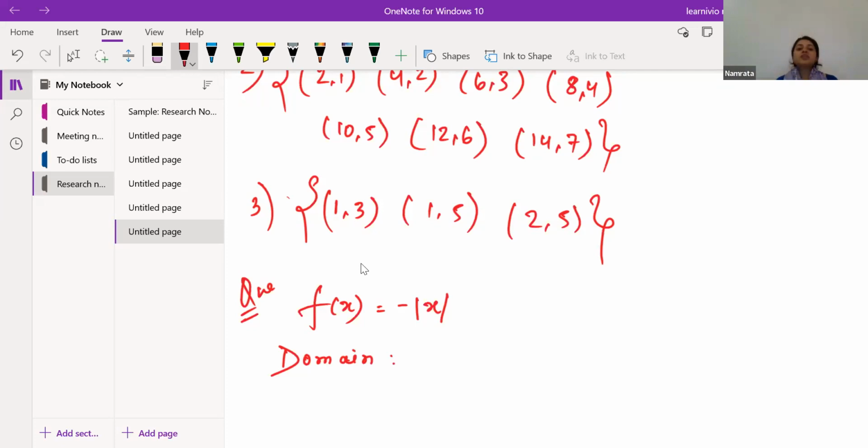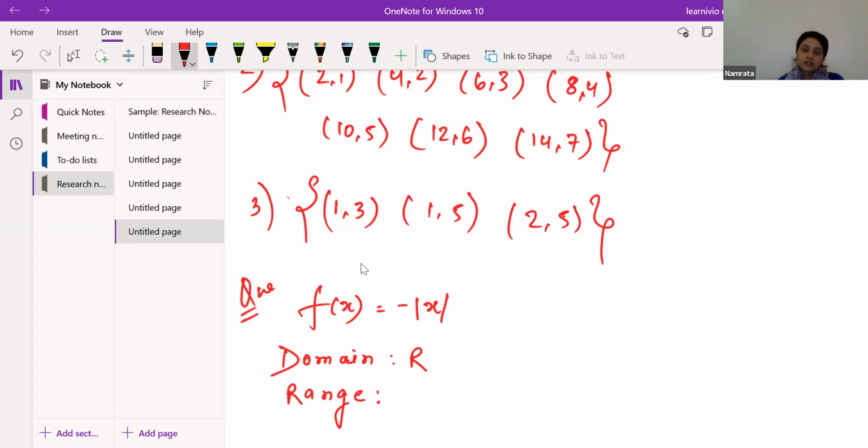What can be the domain? All real numbers, because we can take any value of x. We can take any x from the real numbers. What will be the range? All negative numbers. Can 0 be there? No, ma'am. Okay, 0 will not be there.